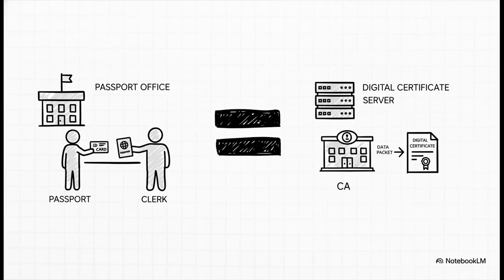Now, the absolute best way to think about this is with a simple but really powerful analogy. A certificate authority is pretty much the internet's passport office. Think about it. In the real world, you prove your identity with documents to get a passport. Online, a website proves its identity to a CA, and that CA then issues a trusted digital certificate. It's doing the exact same job.